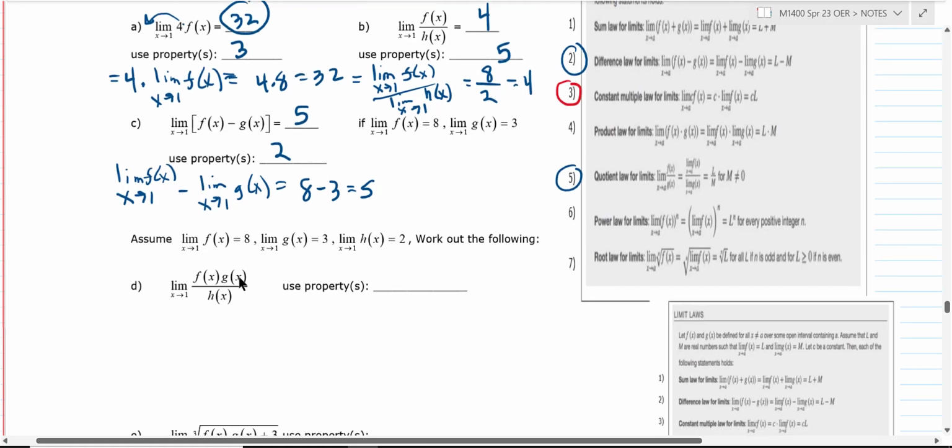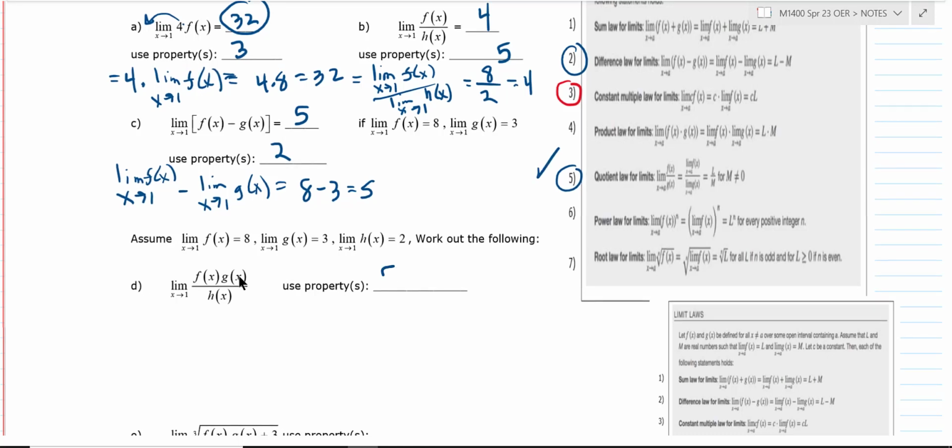Let's look at part D now. Now part D, you got more than one property. There's 2 properties that will help you on this problem. What I see in this problem is a fraction, but I also see a product of 2 numbers. So what's going to help me on this one is the quotient law, because I have a quotient. And the other thing that's going to be helpful is number 4. So we're going to use both 4 and 5 at the same time.